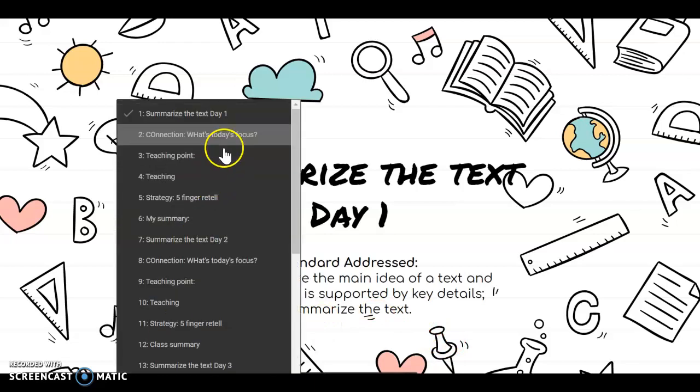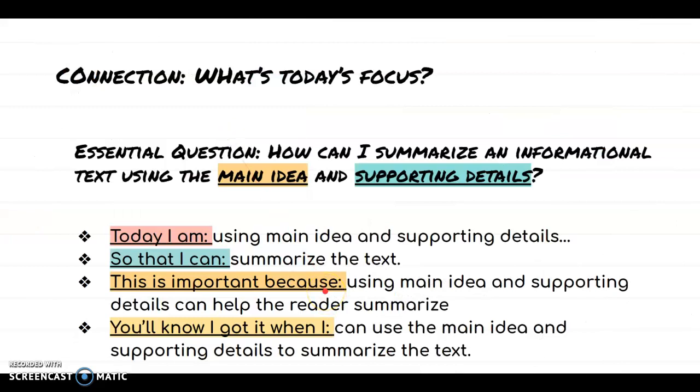So let's go to the next slide. So today our connection is, what is today's focus? So our essential question is, how can I summarize an informational text using the main idea and supporting details?